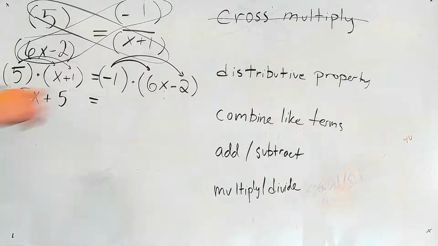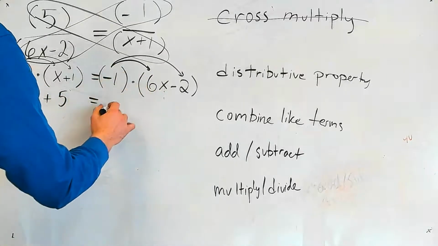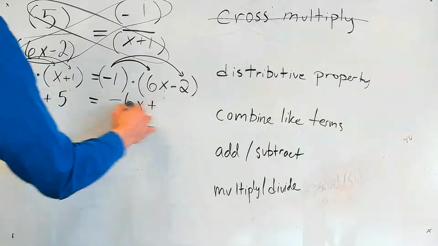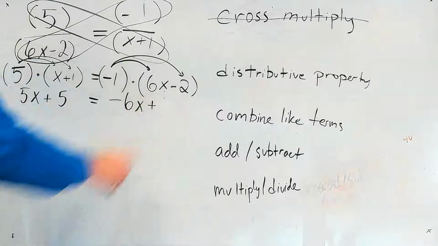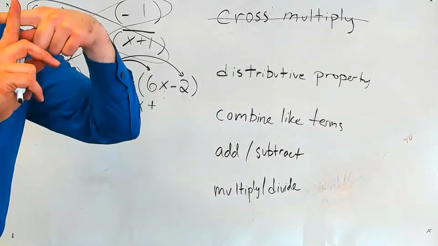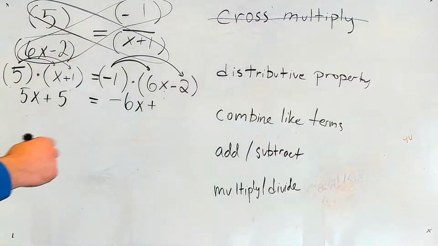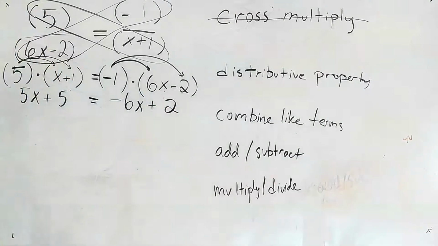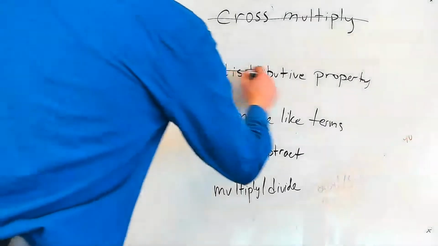Okay, next, let's go ahead and use distributive property here. -1 times 6x is -6x plus -1 times -2. If you guys don't remember from 7th grade, a negative times a negative equals a positive. So -1 times -2 equals +2. So now we finished distributive property.